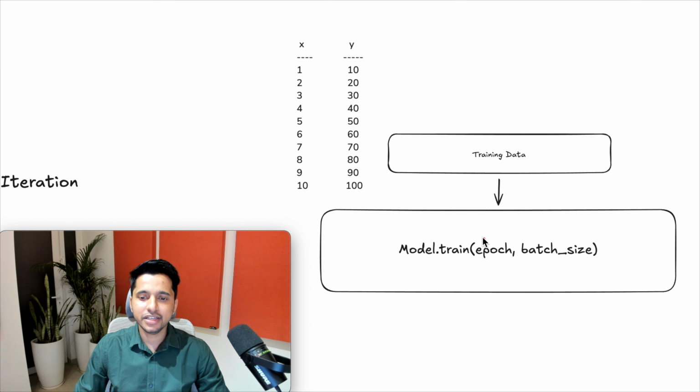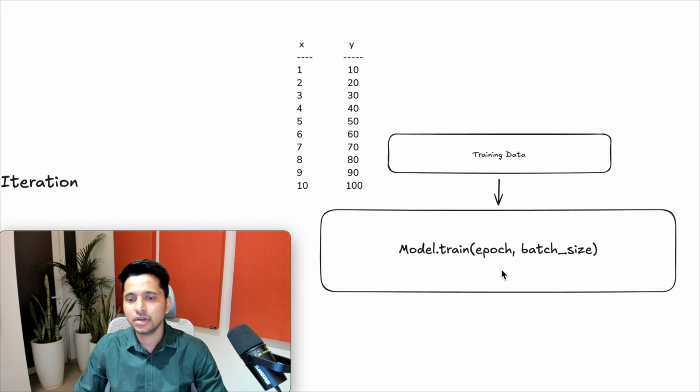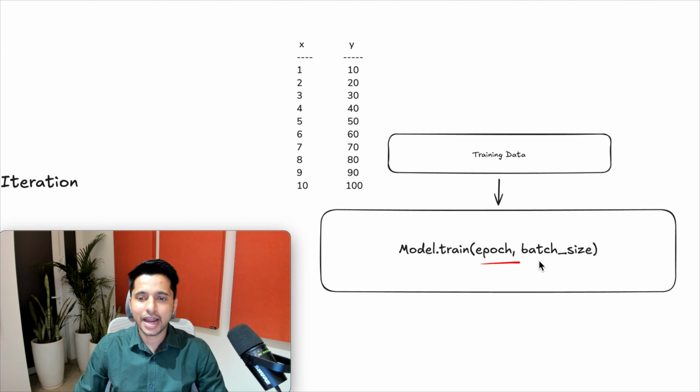Whenever we train the model, there we pass two very important parameters, which are epoch and batch size. Otherwise we pass input, output. Those things we already know. But two important parameters that we pass here are epoch and the batch size. In this model, we feed the training data so that we can train the model and then use the model for the prediction.